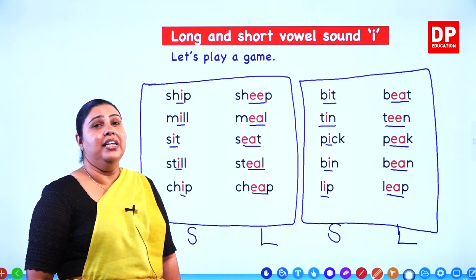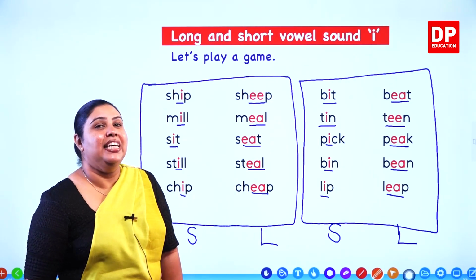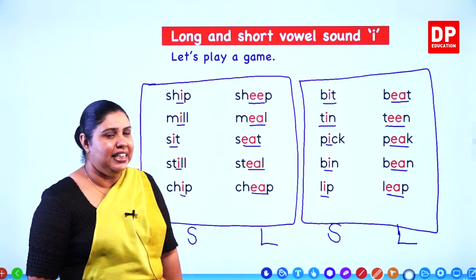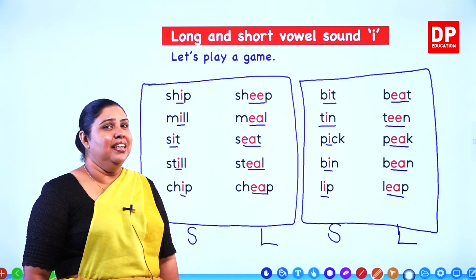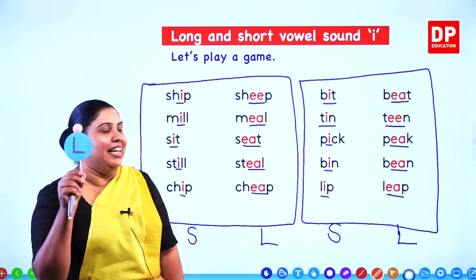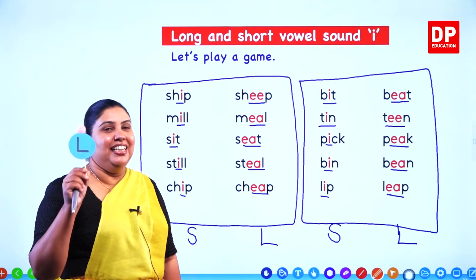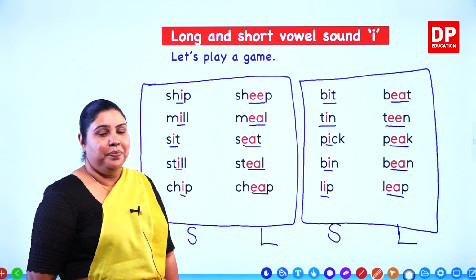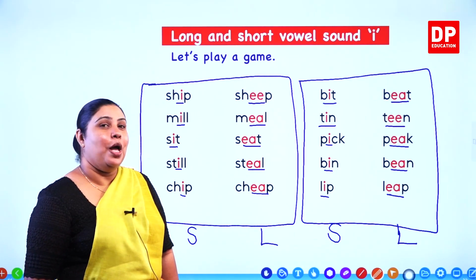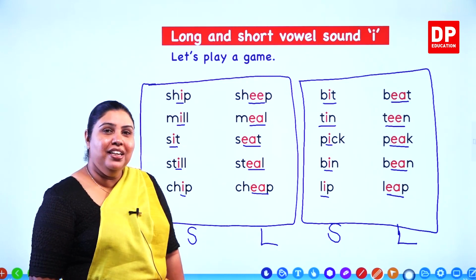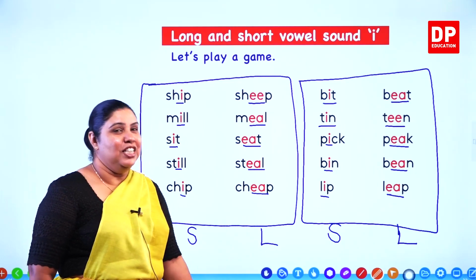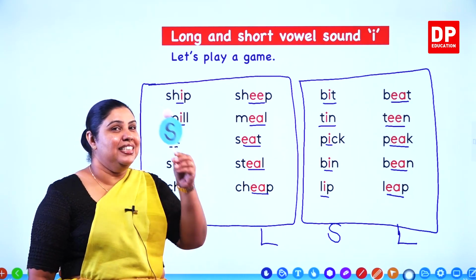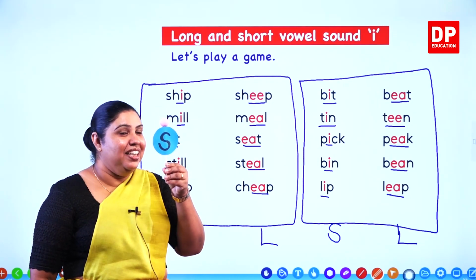My next word is steal. Steal. When I say steal, it is a long E. That's right. Steal is a long E word. Right. Next one. Pick. Now show me whether it is letter S or letter L. Pick. It is a short E word.